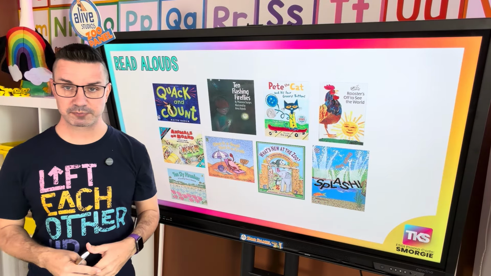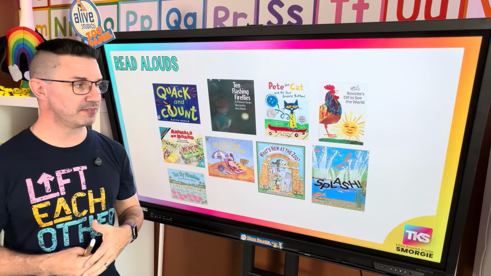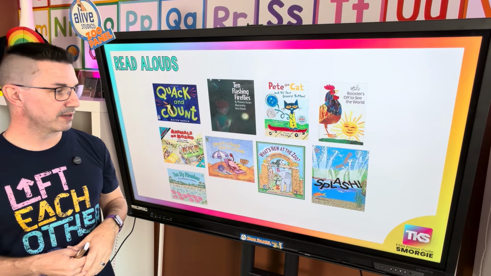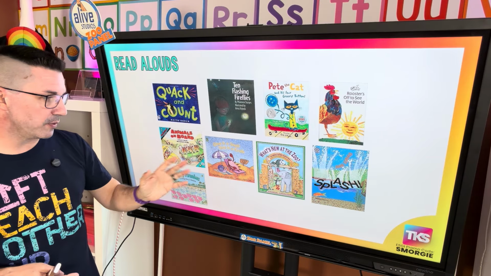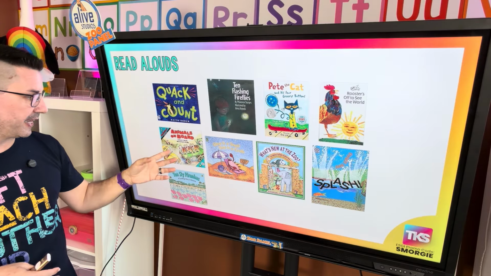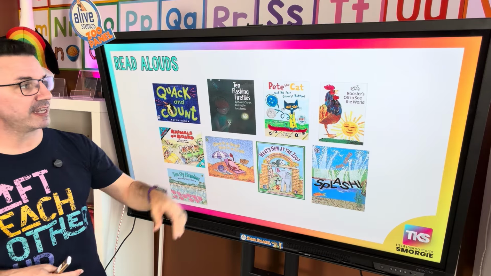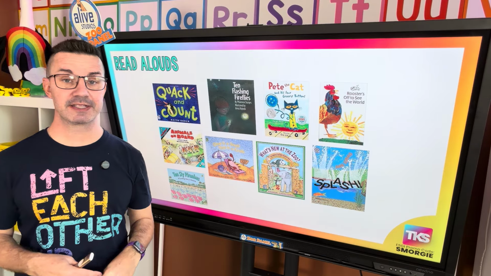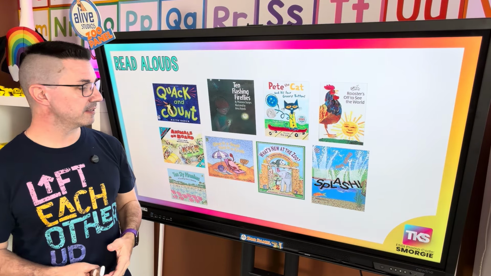So these are some of our favorites. Quack and Count. You'll see an example of a lesson from there. Animal Adding Adventure, What's New at the Zoo. 1 is a snail, 10 is a crab is a good one. Animals on Board, you can count the animals on the train. Pete the Cat and his 4 groovy buttons. Great for subtracting, all right?